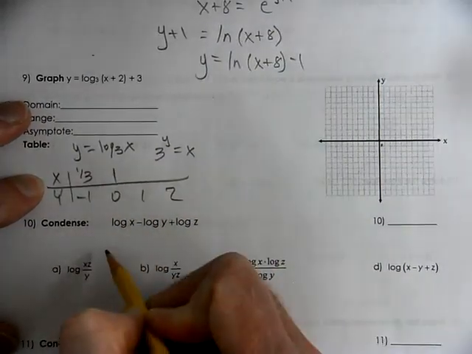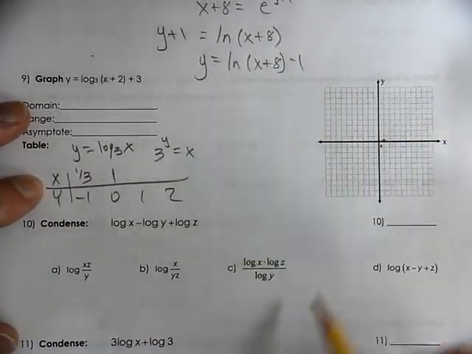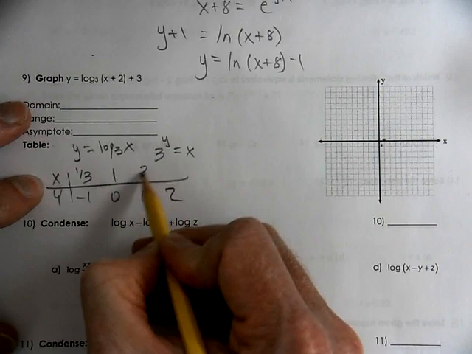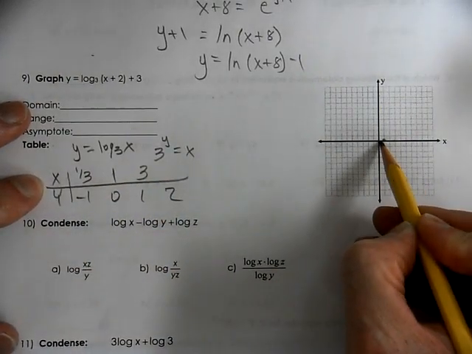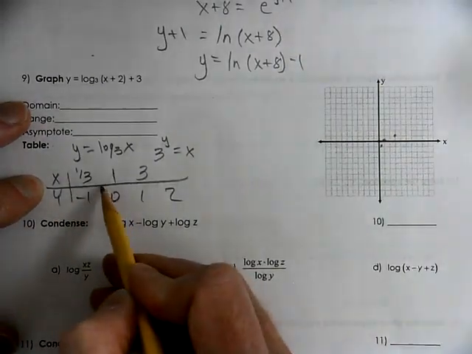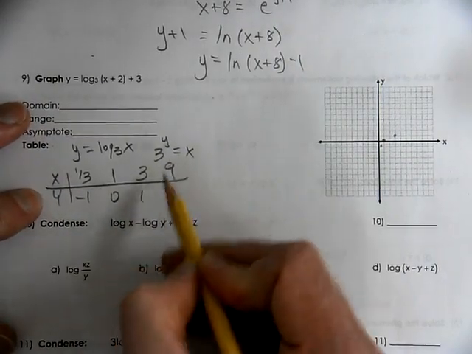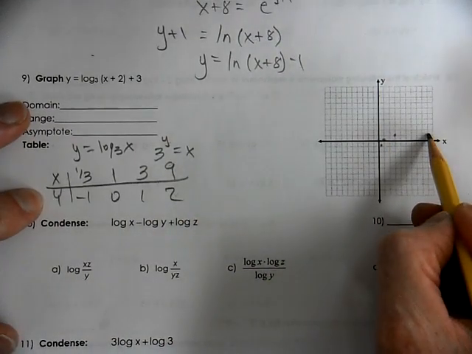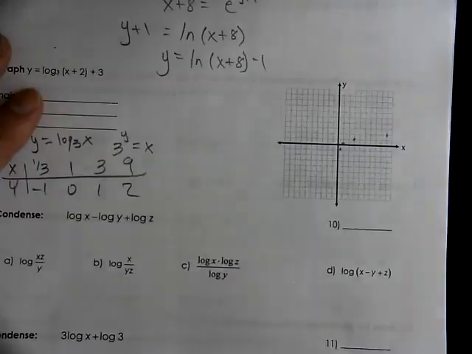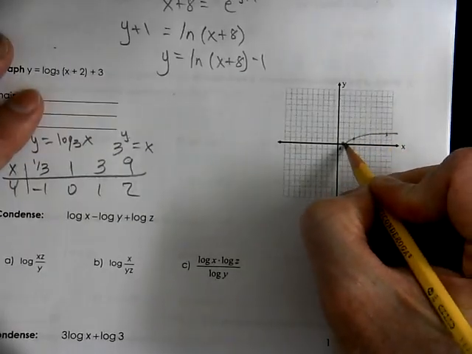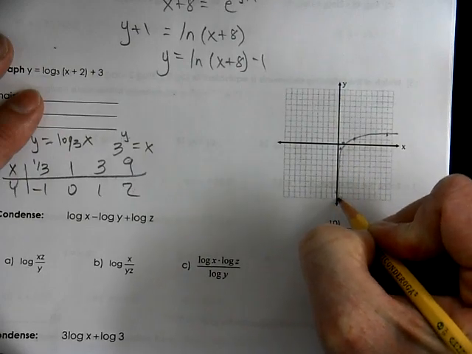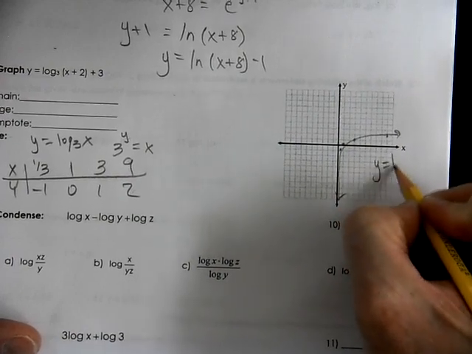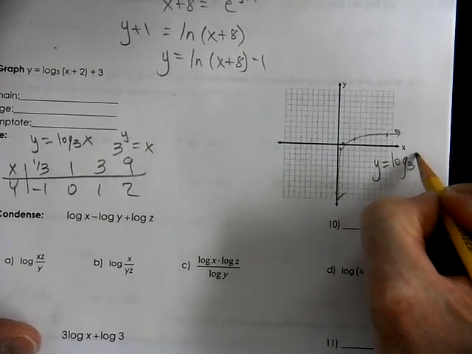3 to the 0 power is 1. So when x is 1, I'm at 0. 3 to the first power is 3. So when I'm out here at 3, I'm up at 1. And 3 to the second power is 9. So I'm up there at 9. So there's my graph. y equals log base 3 of x.